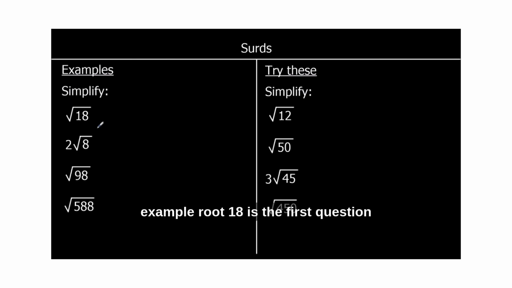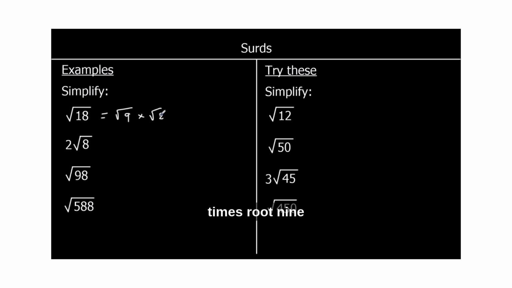For example, root 18 is the first question, and 18 has got a square number that's a factor, and that's 9. So I can change root 18 into root 9 times root 2. 9 times 2 is 18, so root 2 times root 9 is root 18. And with the square number, I've got root 9. Root 9 can be written as 3. So that means root 18 can be written as 3 times root 2, or 3 root 2.